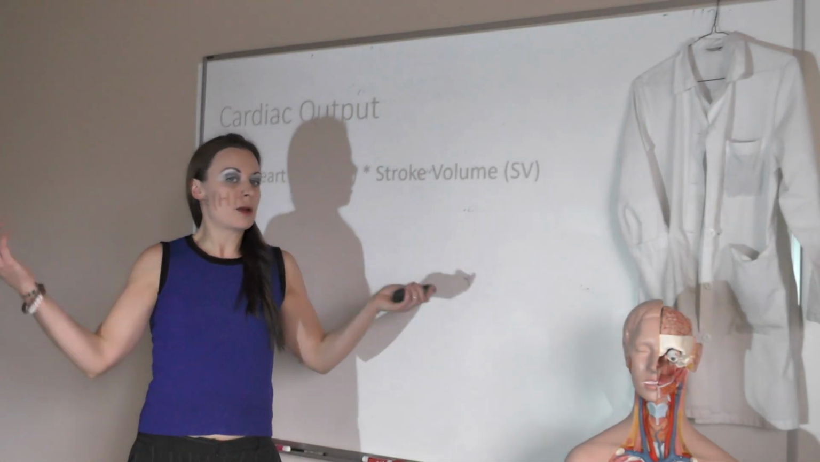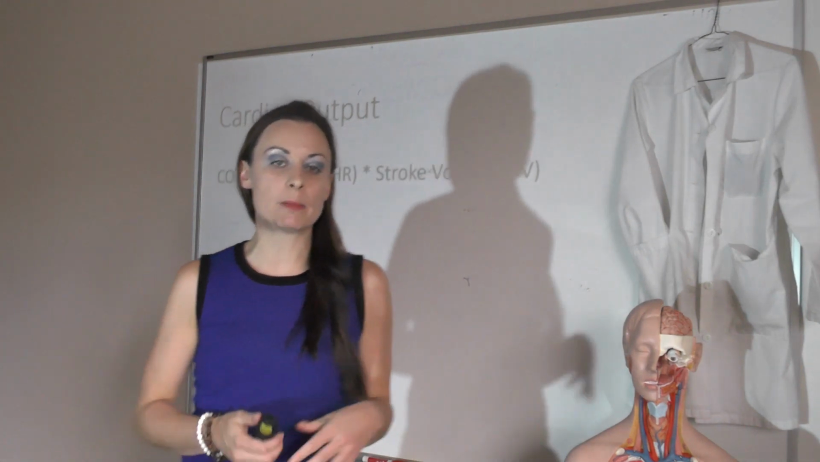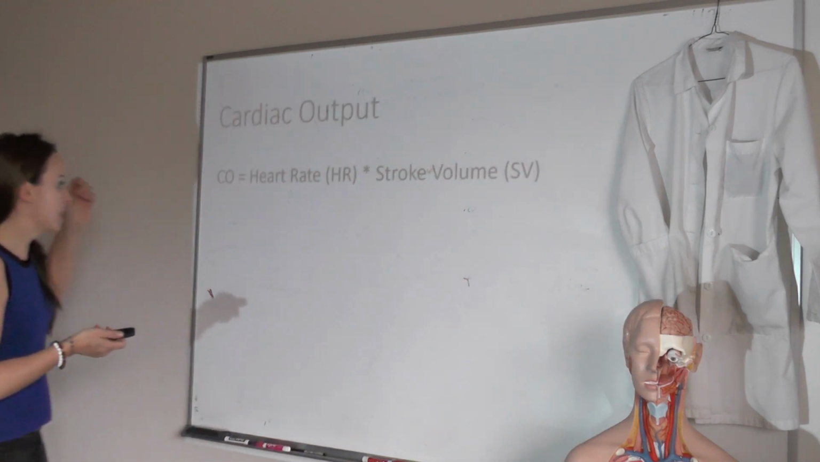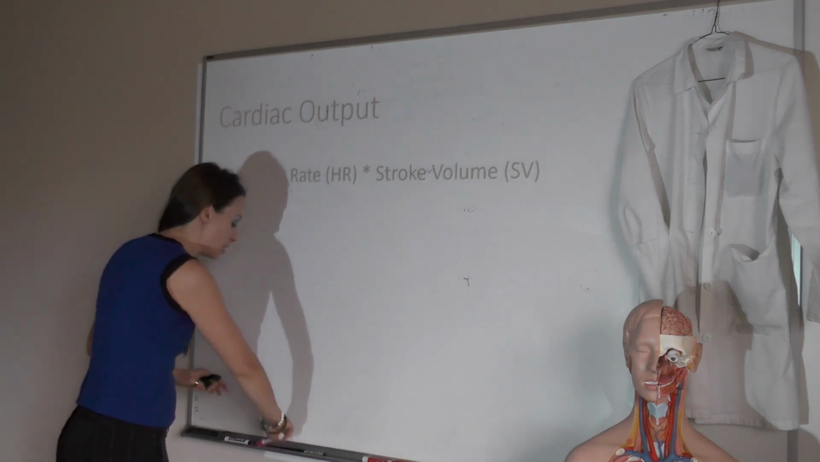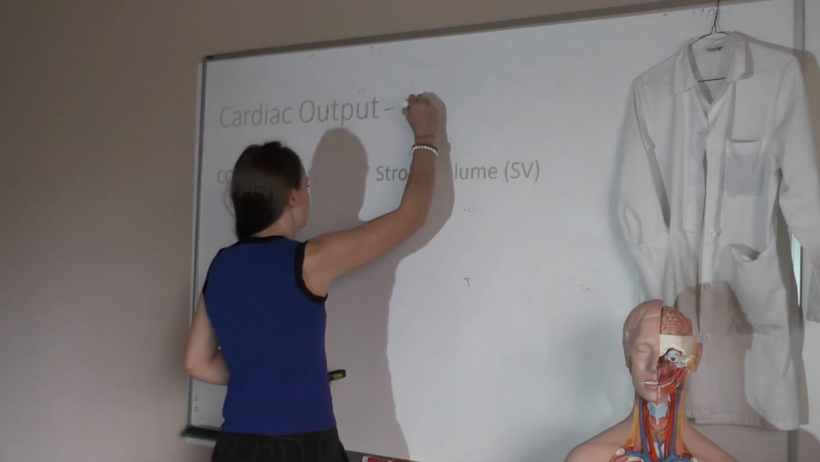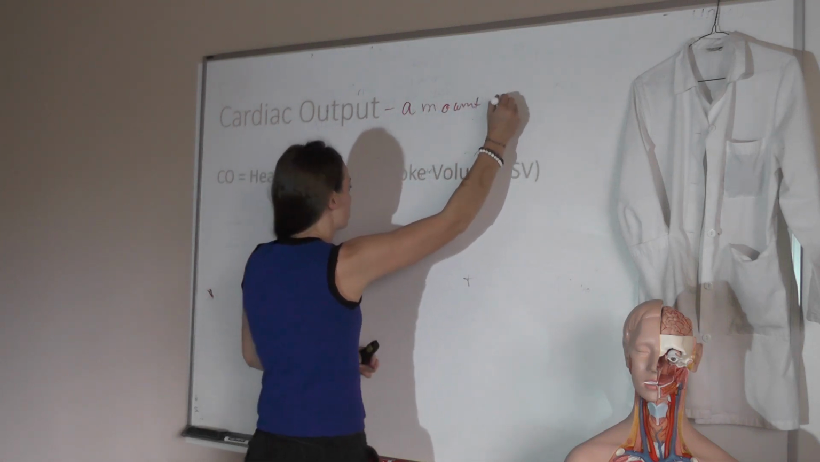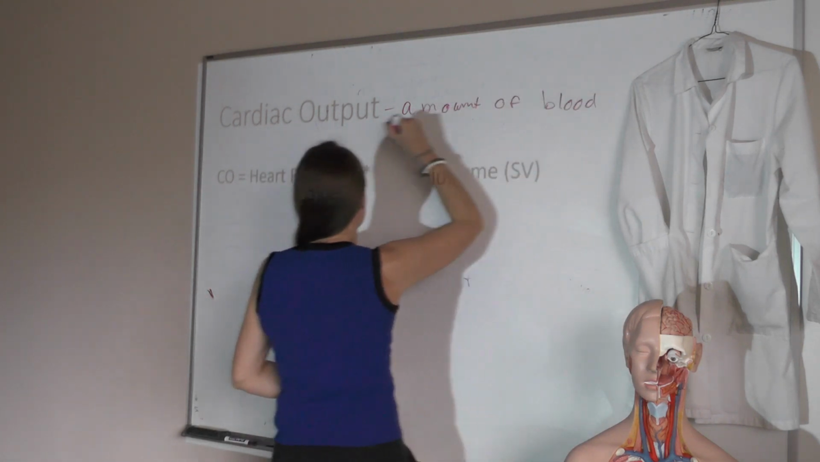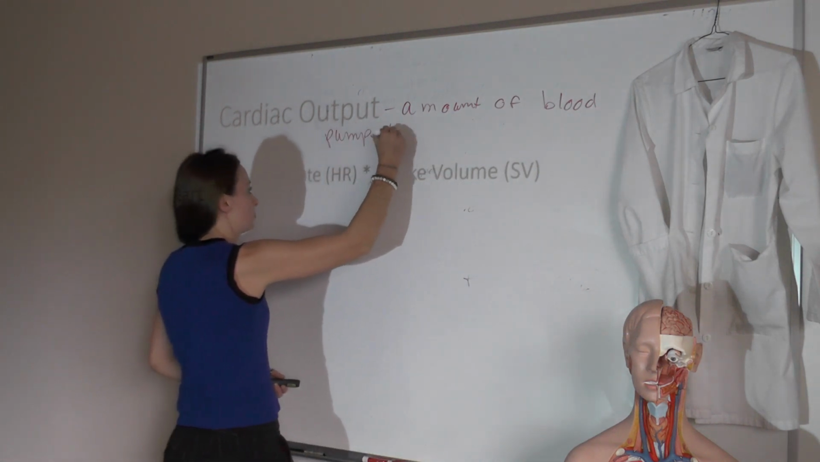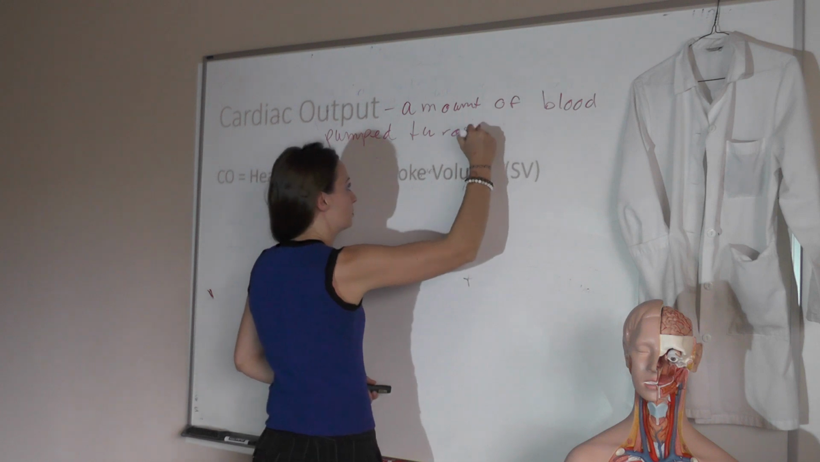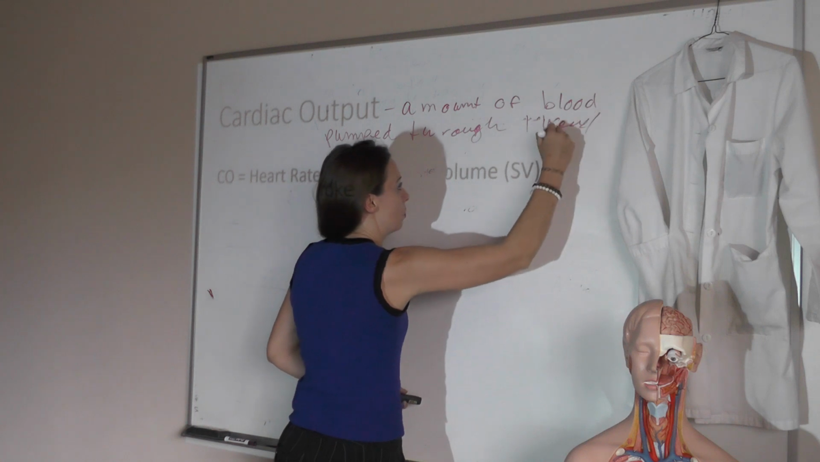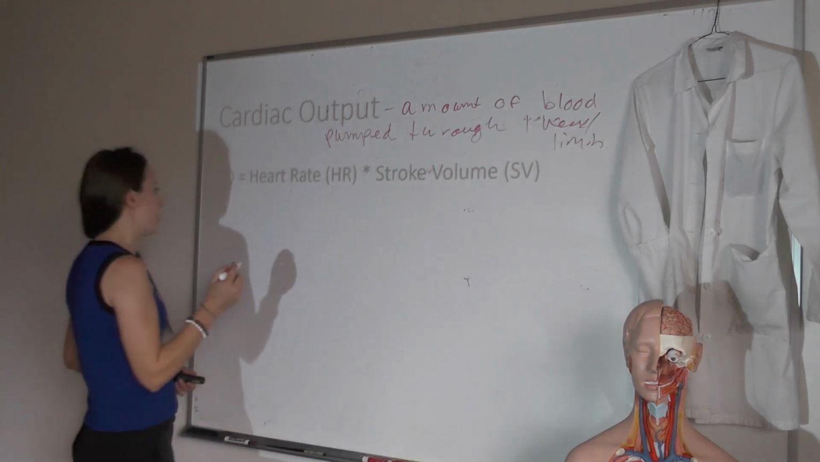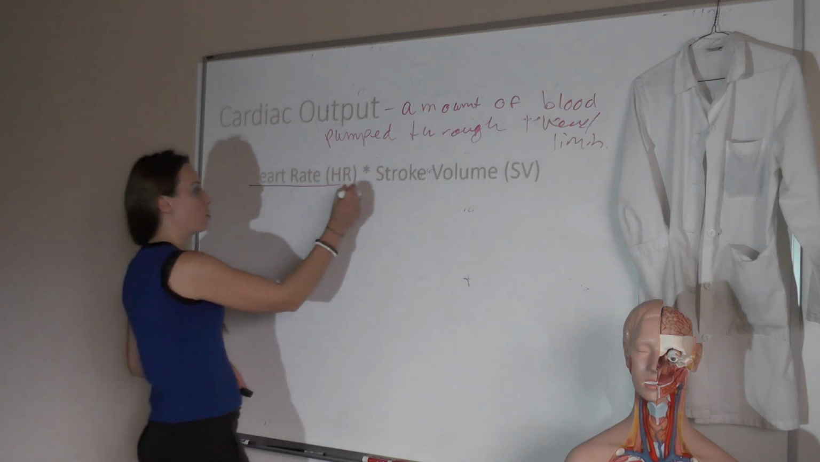Alright, so why do we care about all of this? Well, we're trying to get to the heart pumping blood to your tissues. So we're trying to get to cardiac output. And we measure cardiac output as your heart rate times what's called your stroke volume. So what is cardiac output? It's the amount of blood pumped through one ventricle in 1 minute. One ventricle, 1 minute. And we measure that by looking at our heart rate and our stroke volume.